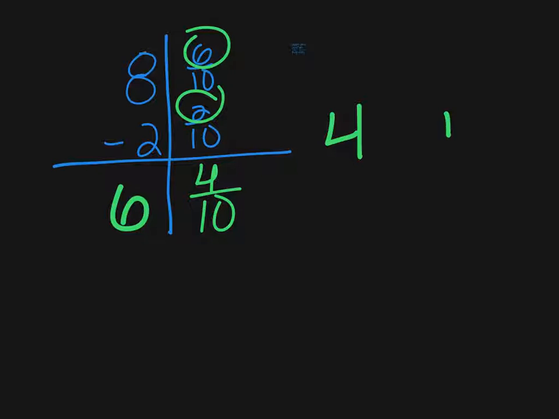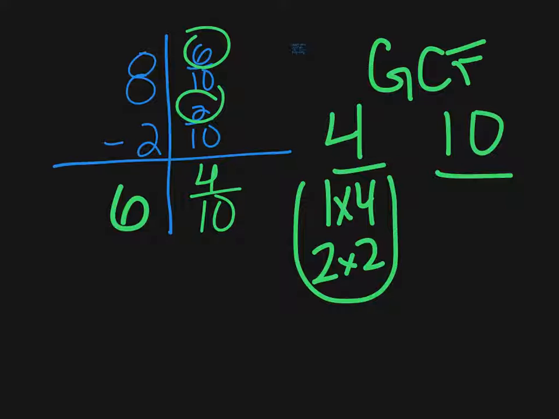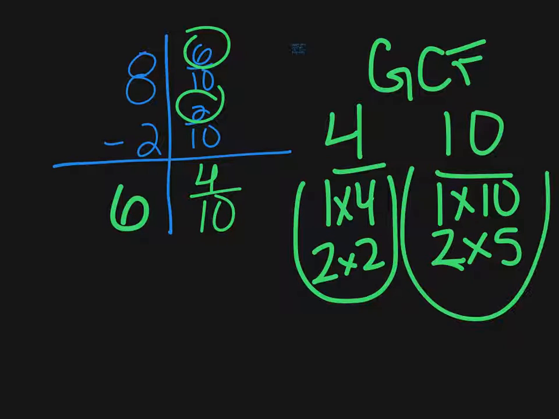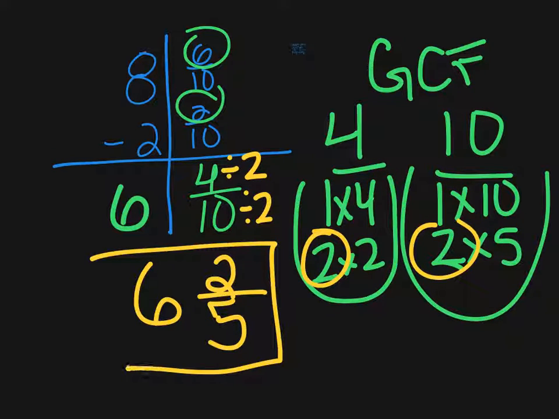So then we need to do our U-turns for 4 and 10. 1 times 4, 2 times 2. That's everything there, right? Because we're trying to find the greatest common factor. For 10, we have 1 times 10, and 2 times 5. And that's it. So the factor they both have in common is 2. So we would divide the top number by 2 and the bottom number by 2. 4 divided by 2 is 2. 10 divided by 2 is 5. And then here's our whole number. So there's our answer, 6 and 2/5. That was not too bad.